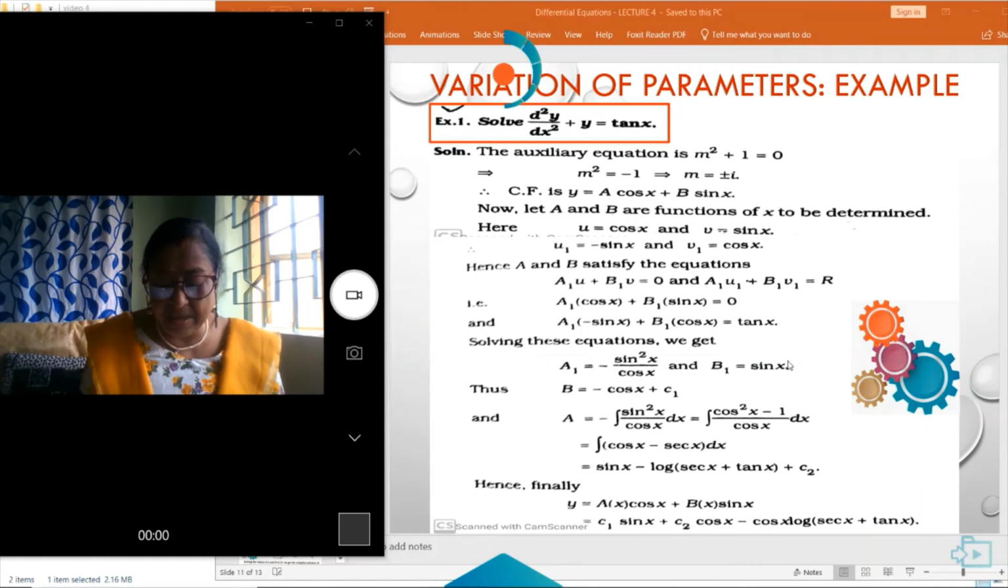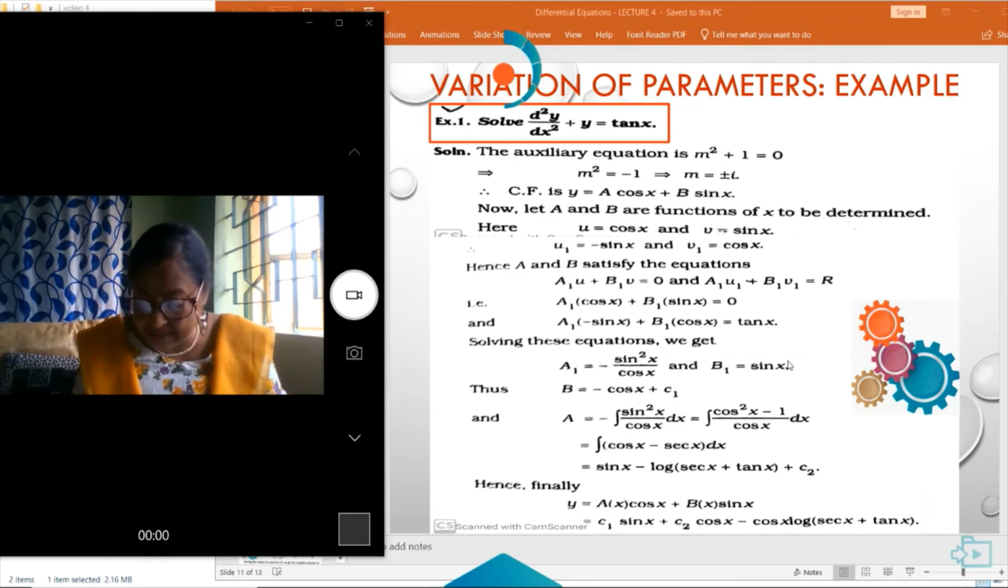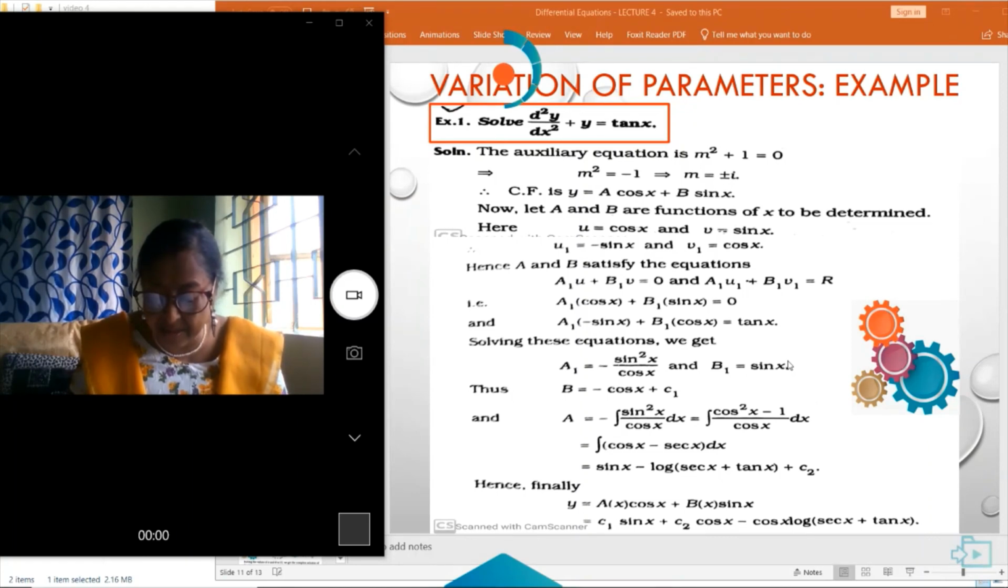Hence a and b satisfy the equations, and they can be written as a1u plus b1v is equal to 0, and again differentiating, a1u1 plus b1v1 is equal to r. So combining this we can get the values of a and b, and y is equal to a(x) cos x plus b(x) sin x. Substituting the values we get the result.